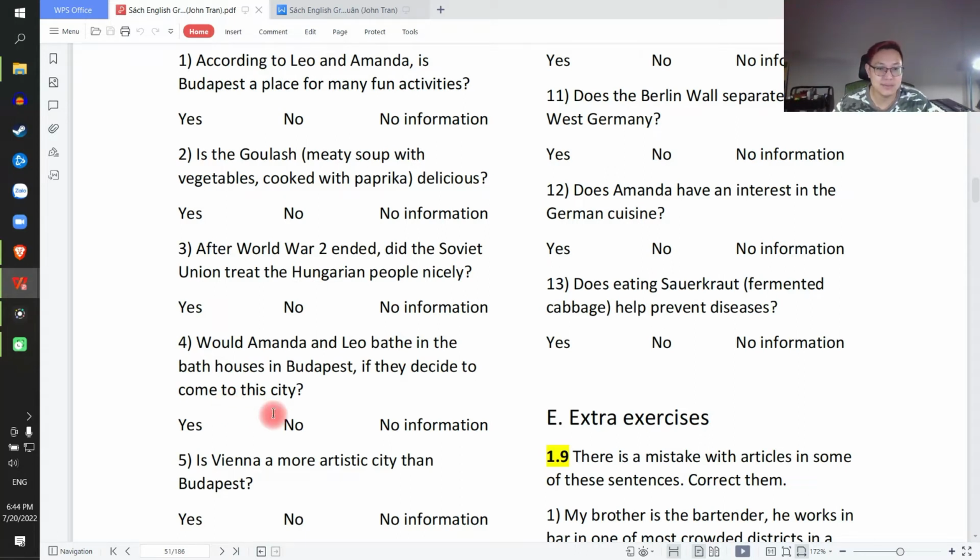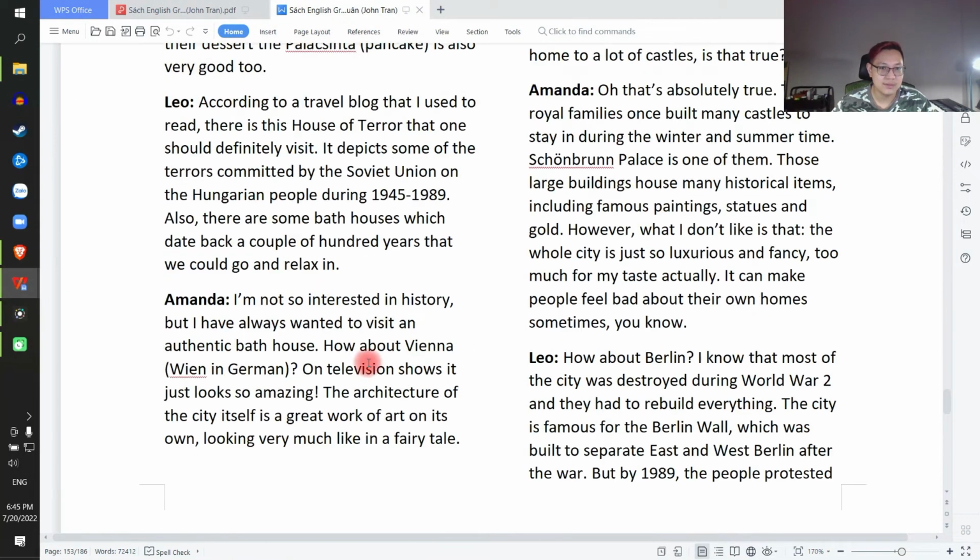Bathed in the bathhouses in Budapest, if they decide to come to the city, liệu Amanda và Leo có tắm ở trong những nhà tắm ở Budapest nếu họ quyết định đi đến thành phố này hay không? So number 4 is a yes, because Amanda said that she really wants to try it, right? There you go.